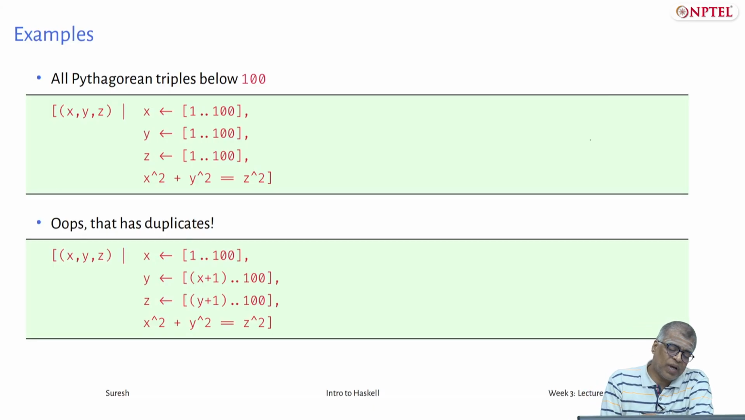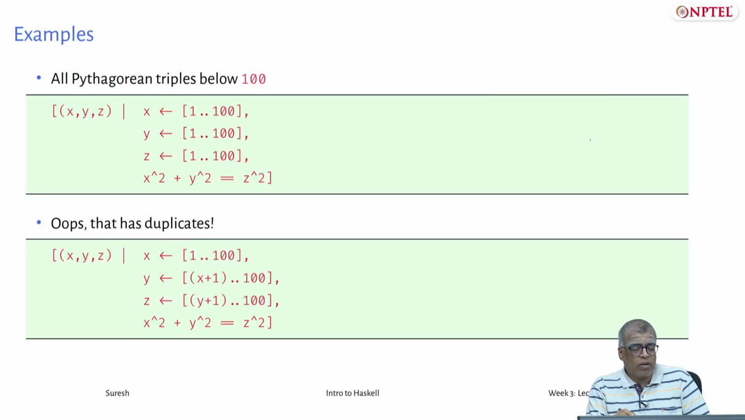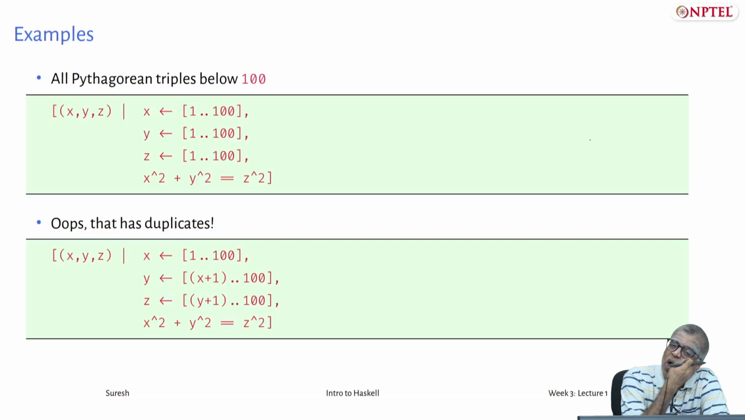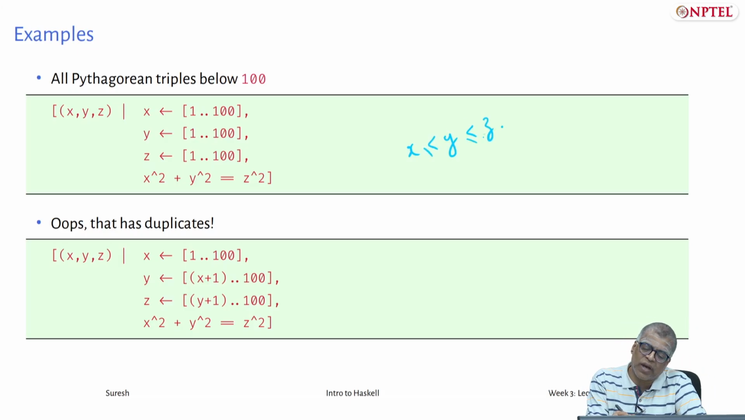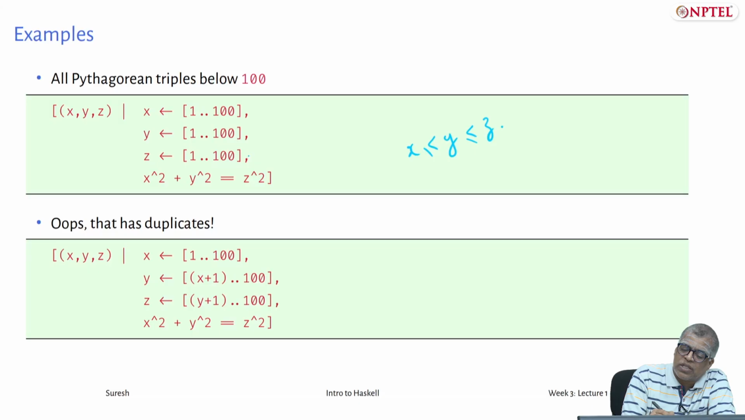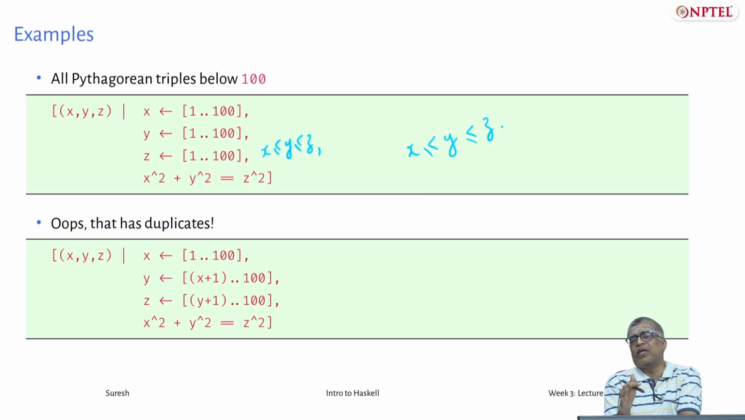What I can say is that I order my triples in such a way that x is less than y less than z, or x is less than or equal to y less than or equal to z, you can say, but it will not be a Pythagorean triple if x is equal to y, but you don't need to worry about it. You can put this condition. So you can take the same definition and you can put this condition. Then you will avoid repeating 3 4 5 and 4 3 5. You will only add 3 4 5. You won't add 4 3 5 as part of the list.